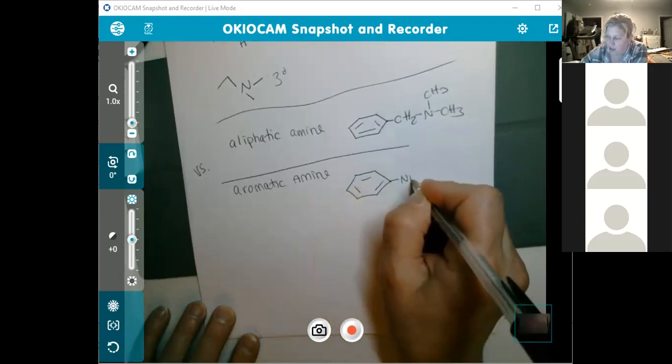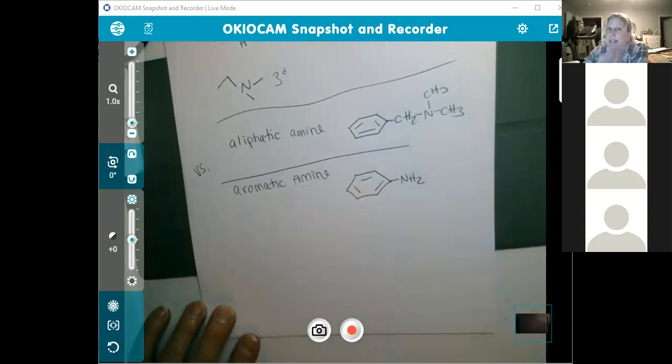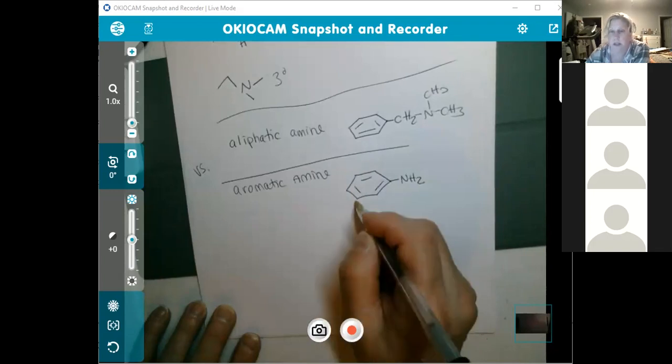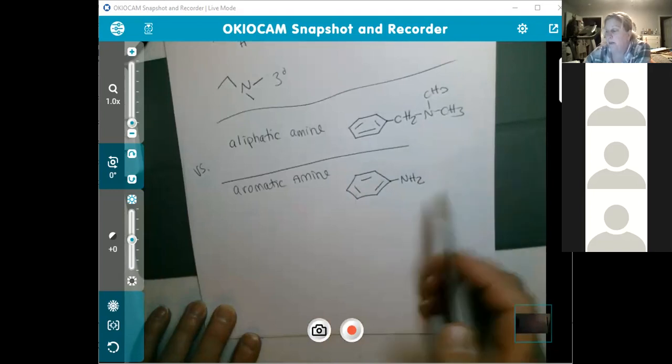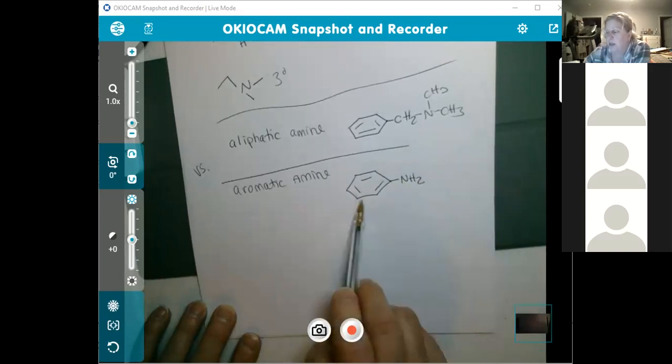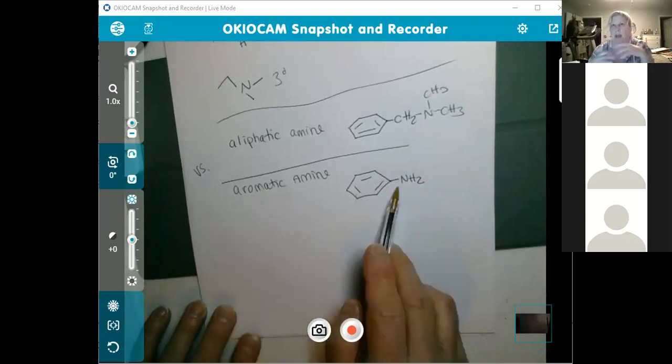So I could have an NH2. I've seen on a couple of the examples, when I scrolled through for the exam, somewhere they throw a nitrogen in the middle here. The nitrogen can absolutely go in the ring. There's no big deal with that. But if it's directly attached or within the ring, it's aromatic. So think aromatic.